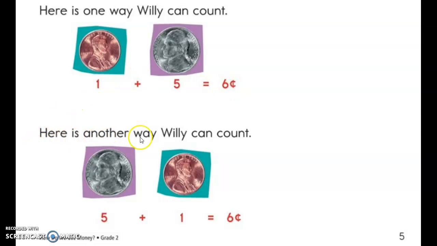And here's another way Willie can count. He can start with the nickel first and say 5 plus 1 equals 6. Second graders, which one would be easier for you? To start with the lower coin or to begin with the coin that has the most value?